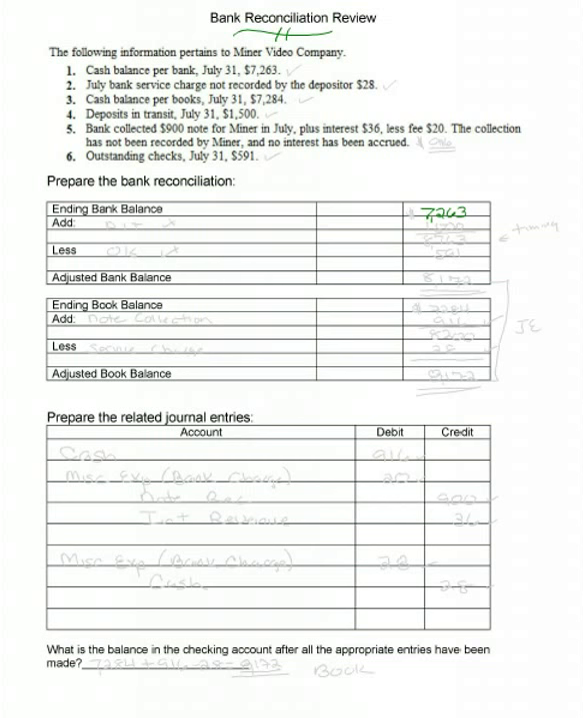Welcome back. You recorded cash per bank balance in the ending bank balance column, hopefully. And that is where I would put it too. Let's move on to number 2. The July bank service charge that's not recorded yet, we just found it on the bank statement, is $28. Please hit pause, put that where you think it belongs, and then resume this Pencast.